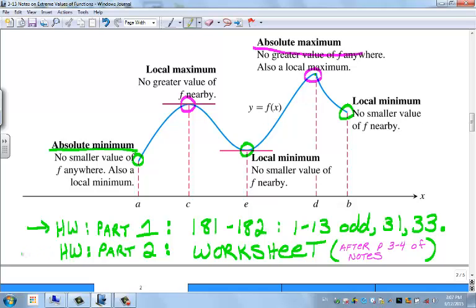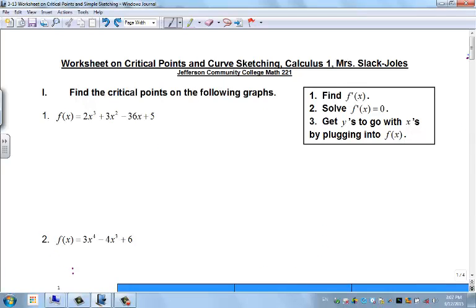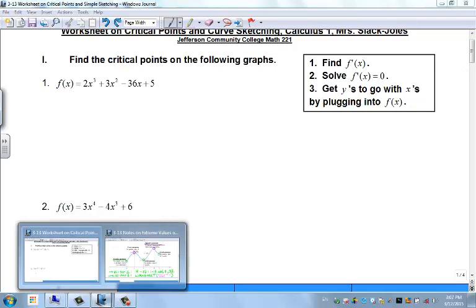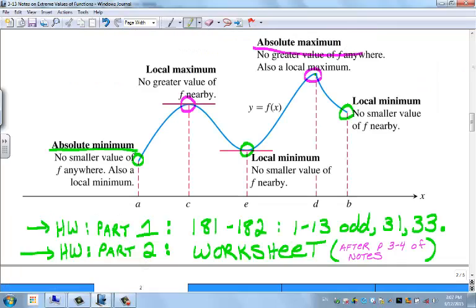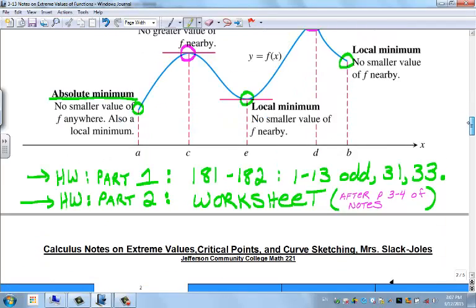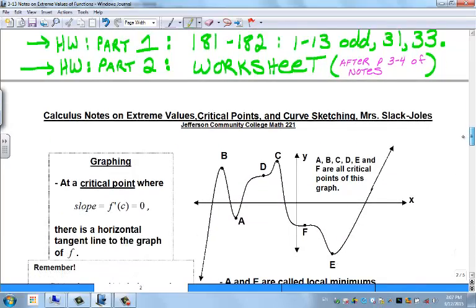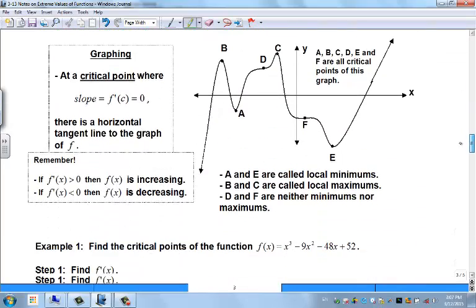I am going to now go on to part 2 of the notes, which goes with the worksheet that you're going to get today. Mrs. Haney will pass out this worksheet on critical points and curve sketching, and the notes I give you today will help you with this worksheet. All right, so I'm going to continue, although you may have paused the video to do those problems on 181 to 182. All right, so let's go on.